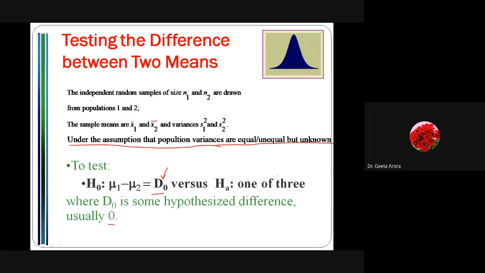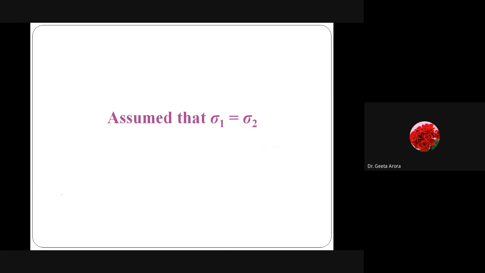And what is the null hypothesis? One of the three. Now, one of the three means if you are taking D naught is equal to 0, then obviously we have only one alternative hypothesis, which is unequal to 0. Okay? And if you are talking about is equal to some value, then either greater than that value, less than that value, or not equal to that value. So that's why we are saying one of the three possible cases. Correct? So here we are going to take the assumption that sigma 1 and sigma 2 are the same.